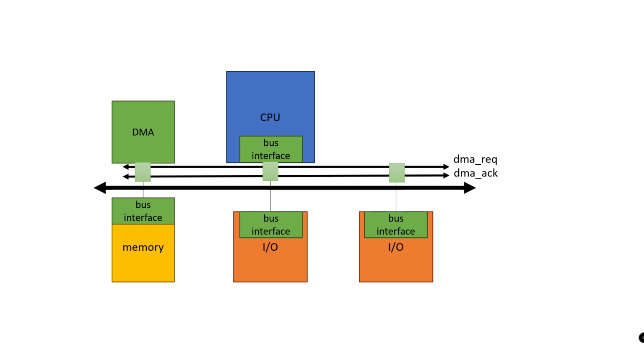A DMA controller is a hardware module that can perform a transaction with limited support from the CPU. The DMA controller has its own request and acknowledge signals. A simple DMA controller can perform only one DMA transfer at a time. A more sophisticated controller may be able to perform several simultaneous transactions.